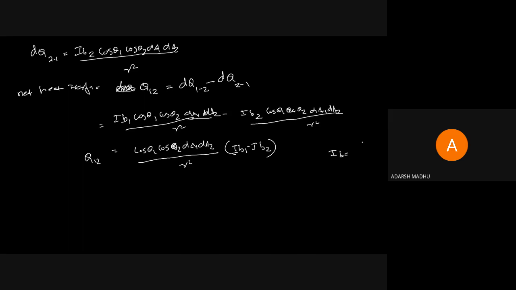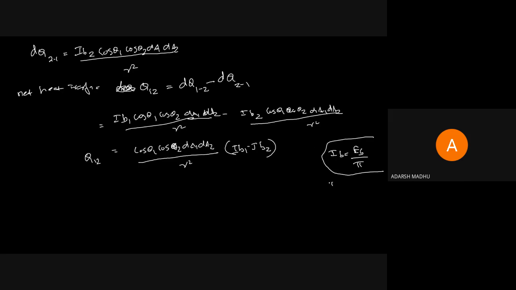IB is the intensity of radiation, that is EB by pi. We had derived a particular equation for IB. For a black body, intensity of radiation is equal to E by pi. So here we can substitute the value for IB as EB by pi.